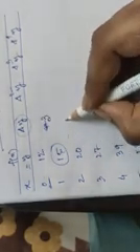Next 20 minus 15, that means 5, in the middle position. 27 minus 20, that is 7. 39 minus 27, that is 12. 52 minus 39, that is 13. This is our first column. That means this is the first step of forward difference.